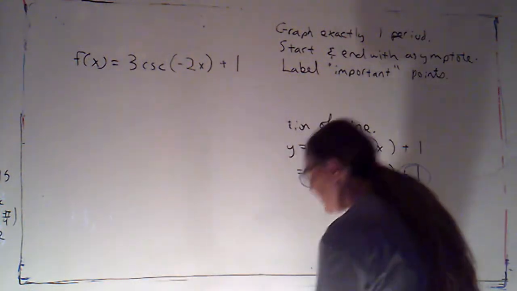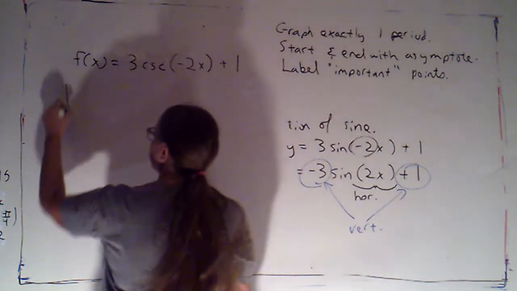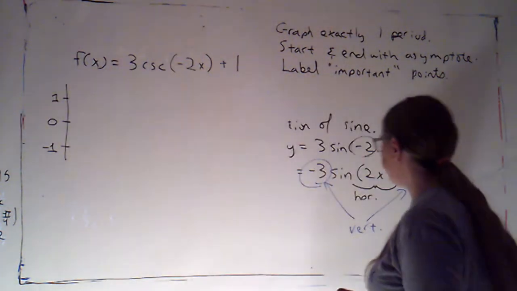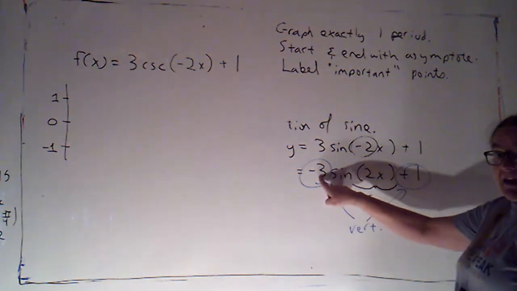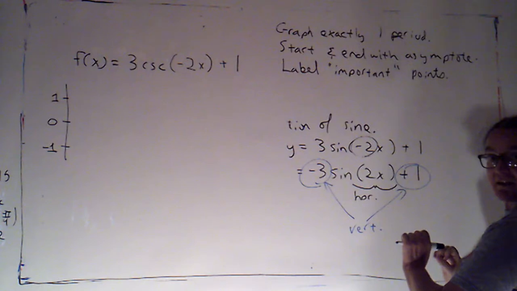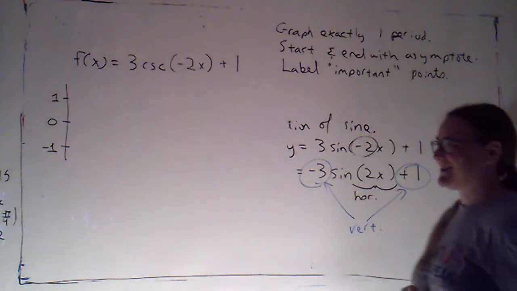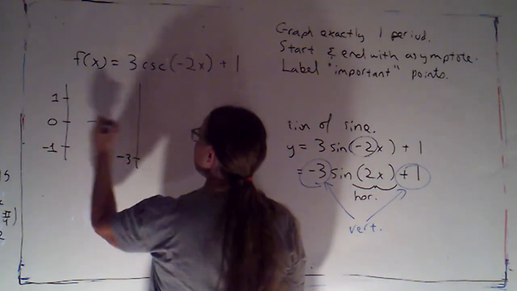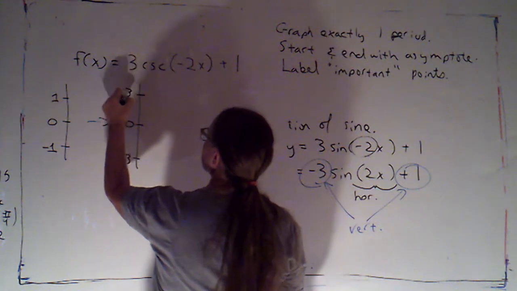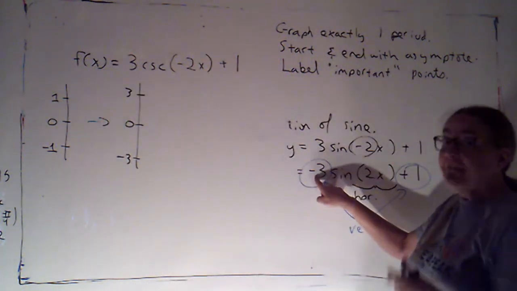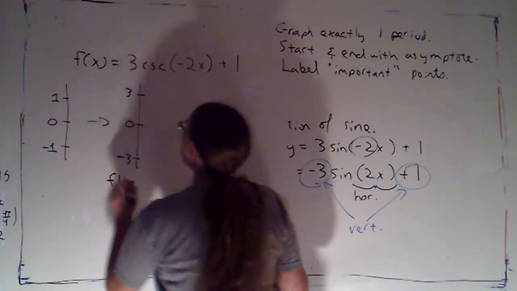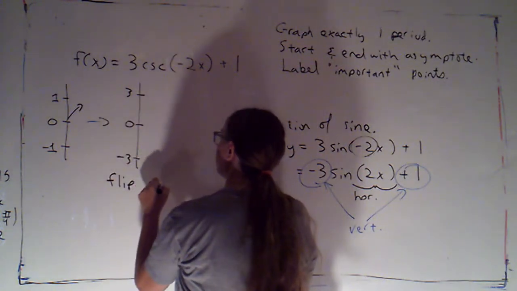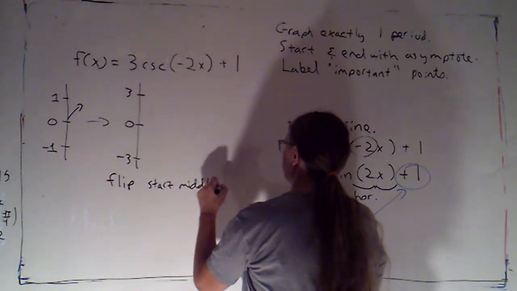Let's just keep track of the important points that we get with the vertical transformation. So prior to transformations, we would have 1, 0, and negative 1. We multiply by negative 3. Remember, vertical transformations respect the order of operations. So we do the multiplication first and then the addition. So when we multiply by negative 3, 1 times negative 3 becomes negative 3. 0 stays 0. Negative 1 goes to 3. And we've done a flip. So with the regular sine graph, we would start in the middle going up. Now we're going to start in the middle and go down.